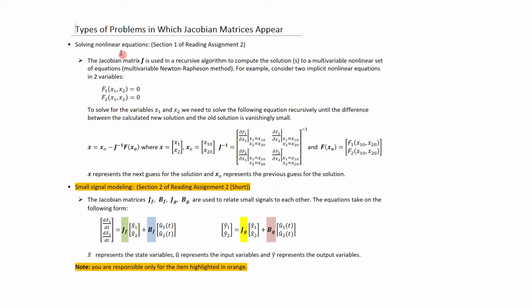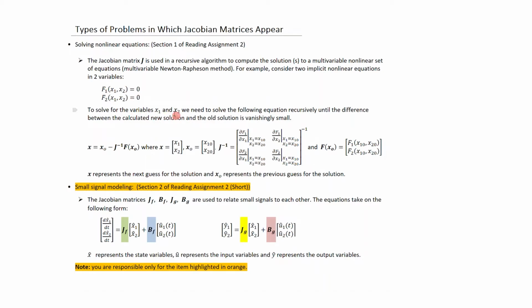So in what context do we use the Jacobian matrix J when we're solving nonlinear equations? Well, it's used in a recursive algorithm to compute the solution or solutions to a multivariable nonlinear set of equations. And this is called the multivariable Newton-Raphson method. For example, consider two implicit nonlinear equations. There's a function of two variables, and what we're trying to determine is what the roots of this equation are.